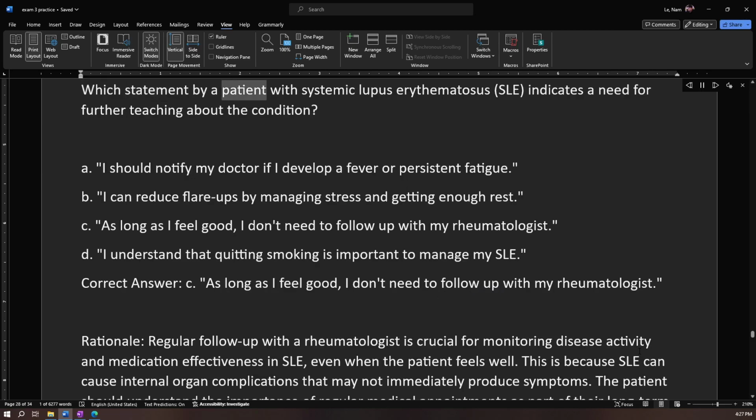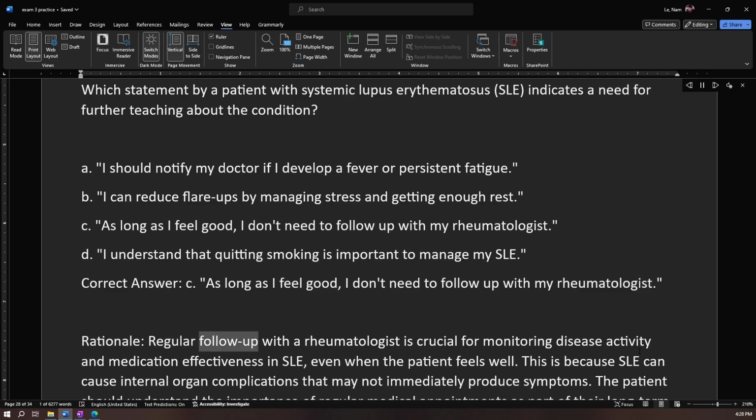Which statement by a patient with systemic lupus erythematosus, SLE, indicates a need for further teaching about the condition? A. I should notify my doctor if I develop a fever or persistent fatigue. B. I can reduce flare-ups by managing stress and getting enough rest. C. As long as I feel good, I don't need to follow up with my rheumatologist. D. I understand that quitting smoking is important to manage my SLE. Correct answer. C. As long as I feel good, I don't need to follow up with my rheumatologist.